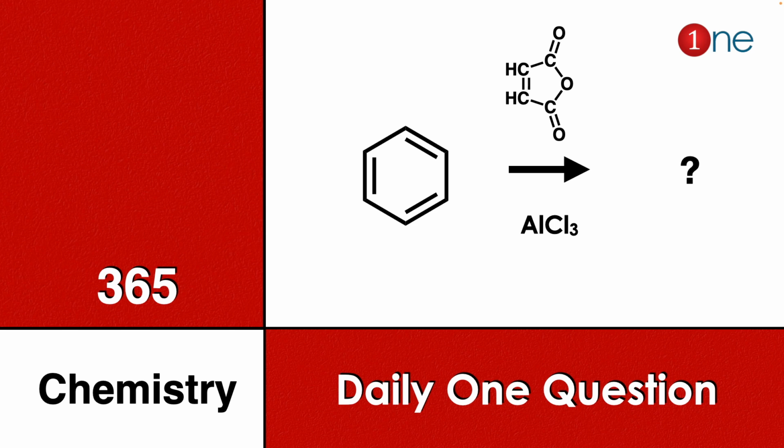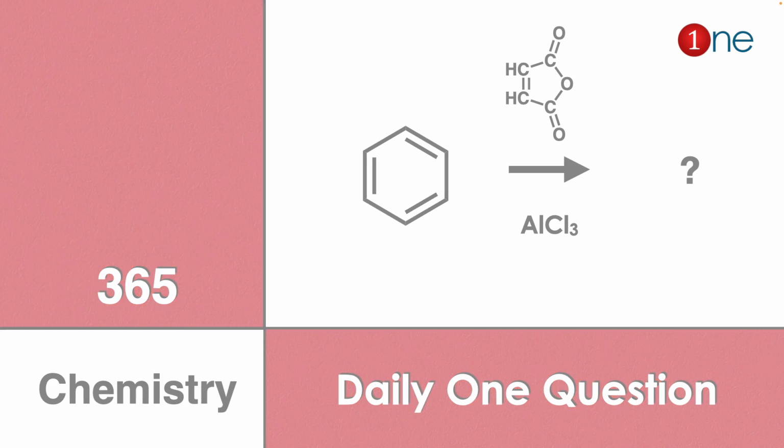Daily one question for you. Here benzene is given and succinic anhydride is given, the anhydride from succinic acid. You are using the catalyst aluminum chloride. You have to find the final product.